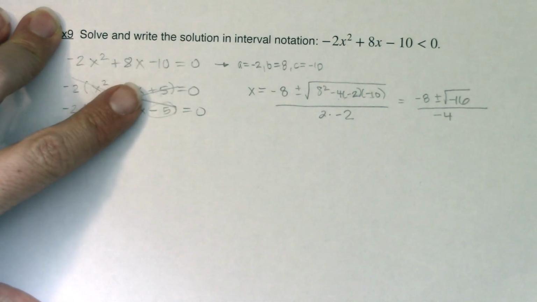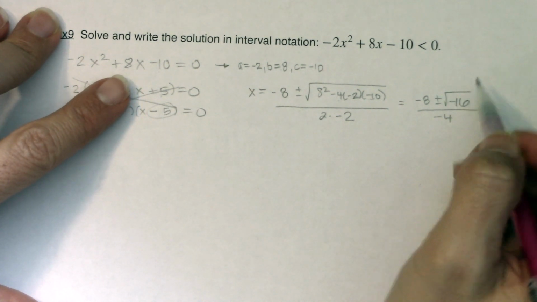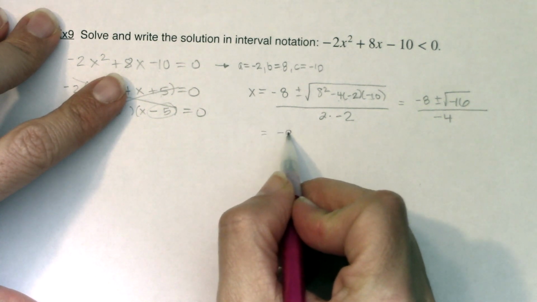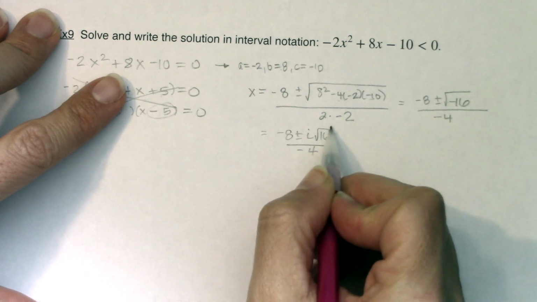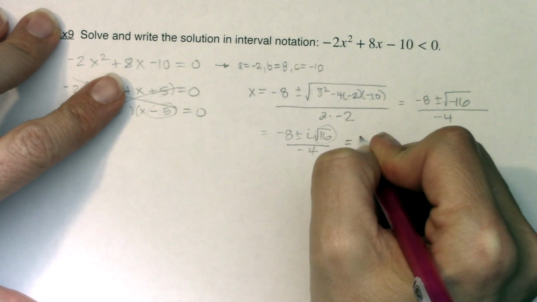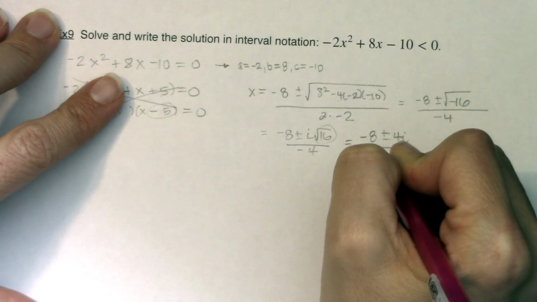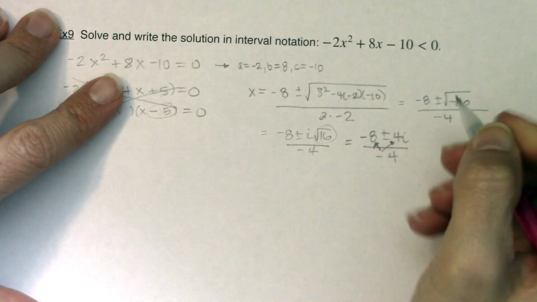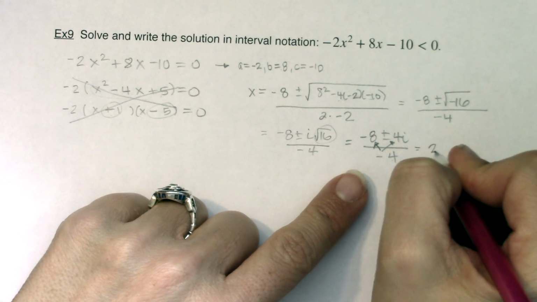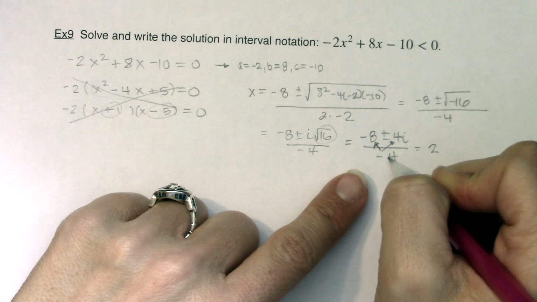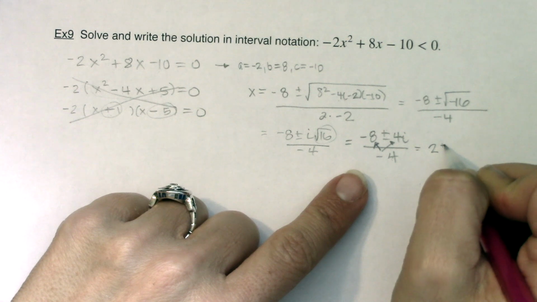Because this negative is under the radical, I'm going to have an i come out. So this is going to simplify to -8 plus or minus i root 16 over -4. And we know the square root of 16 is 4. So I'm getting closer. We got -8 plus or minus 4i over -4. I need to divide into both of these. -8 over -4 is going to be 2, 4i over 4 is going to be i, and then this plus or minus sticks around.